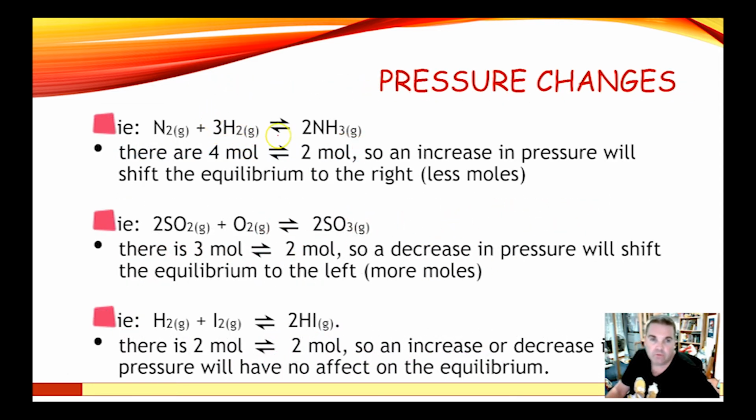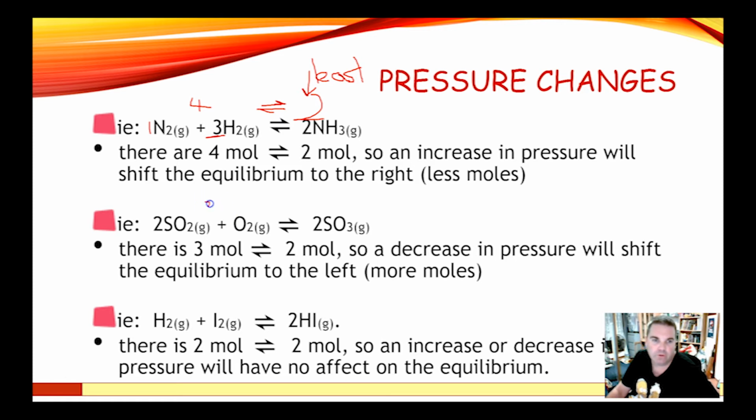So if we go to this equation here, the Haber process, what you do is have a look at how many moles you've got on each side. Here we've got a 1 and a 3, so overall on this side we have 4 moles. Here we've got 2. So we've got 4 moles in equilibrium with 2 moles. Clearly this side has the least number of moles, so if we increase the pressure, it's going to favour this side.